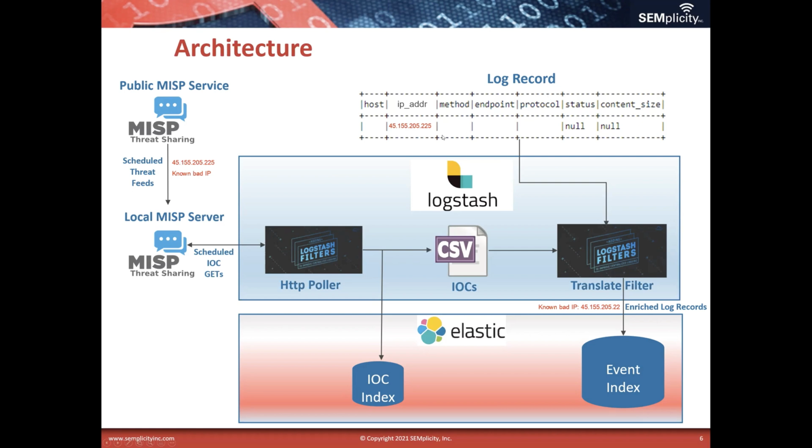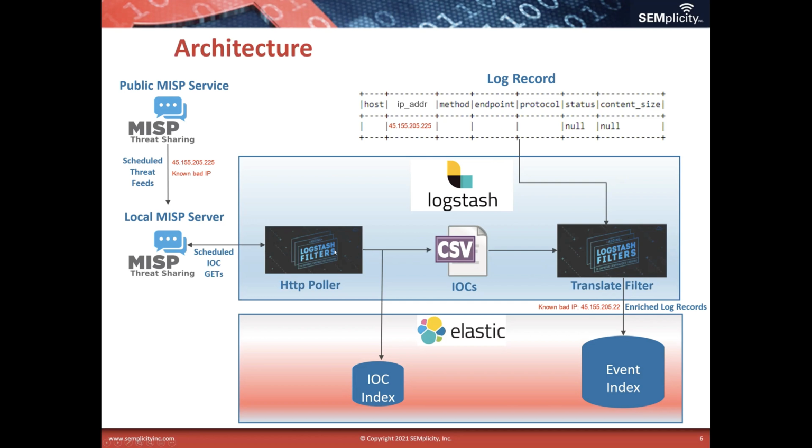So this log record is going to be ingested by Logstash, as we said, via Kafka. And it's going to go through a translate filter. The translate filter is going to read a CSV, a comma delimited file of IOCs, and it's going to enrich them. If an IP address from this log record matches something in there, we're going to grab that information. We're going to flag that record as enriched, and we're going to put it in the event index. So that's the main flow, the log record to the translate filter and into the event index, now with the enriched information. Pretty straightforward.